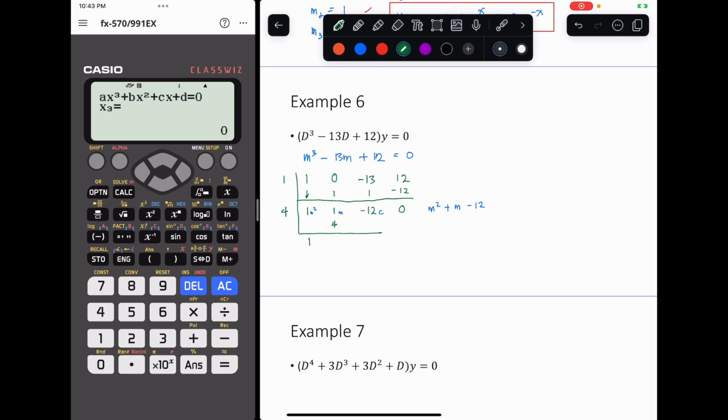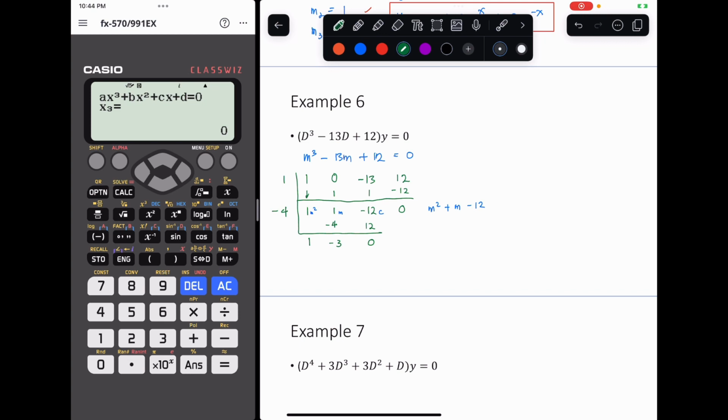Is that correct? 4 times 3 is 12. Oh, it should be negative 4. So 1 times negative 4 is negative 4. Then 1 plus negative 4 is negative 3. So negative 3 times negative 4 is positive 12, and thus making it equal to 0.